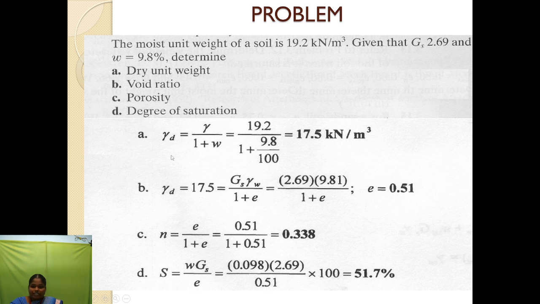And the last one is the degree of saturation. The formula is the water content times the specific gravity divided by the void ratio. The water content is 9.81, taken as a percentage, and the specific gravity is 2.69, divided by the void ratio. The degree of saturation is also expressed as a percentage, so it is multiplied by 100. The value is calculated as 51.7 percent.